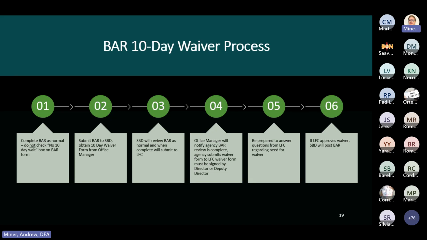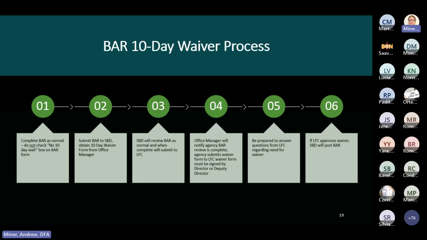In the meantime, we'll review the bar as normal, and if you let us know that you're going to be requesting this waiver, we'll try to expedite it and get it done quickly. And then when we're done, we'll submit it to LFC like normal. You'll know that our review is done, and then you can submit that waiver form to LFC. And this has to be signed by your CFO. You send it over to LFC, and it has to be signed by their director or deputy director. If they sign off on it, they'll return it to you and to us, and then we can post your bar.